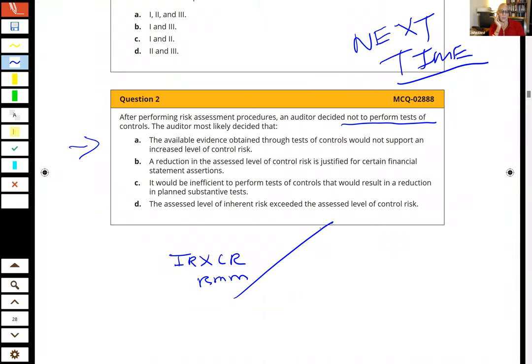Let me get this straight. So you're saying to me that you look at the design of the control, right? And you determine that the control has been implemented. So you think the control is pretty good, right? Yes. Okay, so now you're not going to test to see if the control has operating effectiveness?